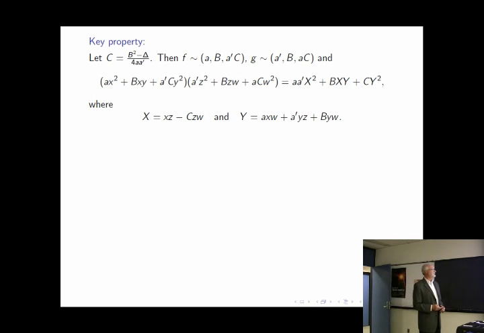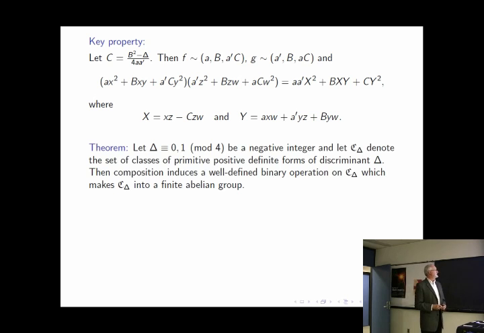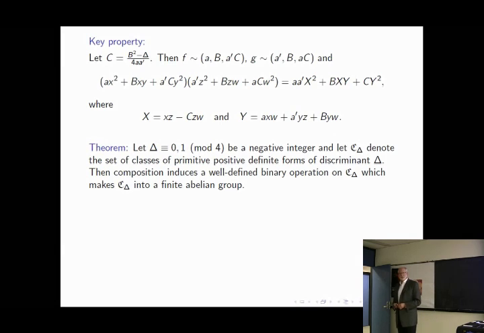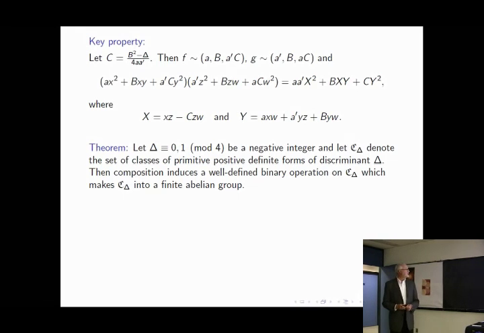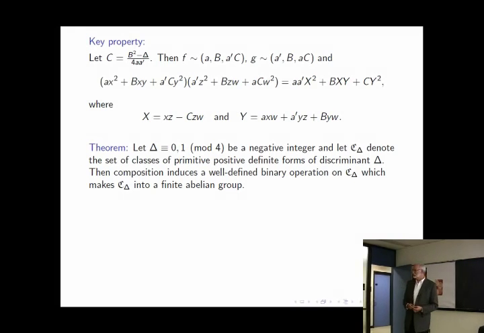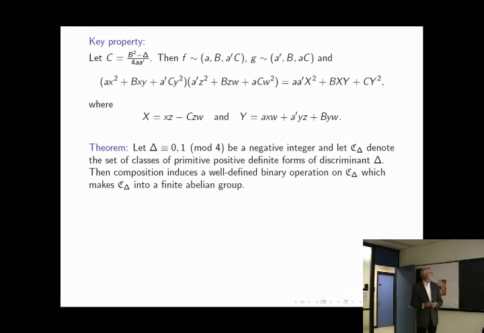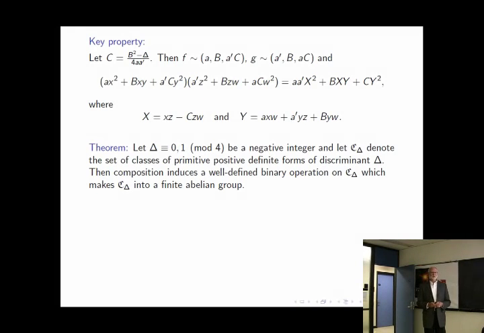So let me just give you the upshot of what happens here. You take any negative integer that's 0 or 1 mod 4, so it's a candidate to be a discriminant. I'll use this script C delta to denote the set of classes of the primitive forms that have that discriminant. Then this composition actually induces a well-defined binary operation on that finite set C delta, which makes it into an abelian group.